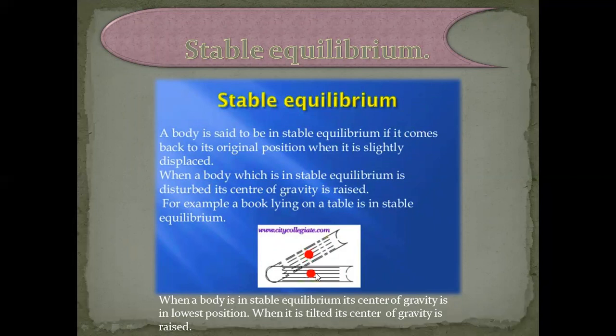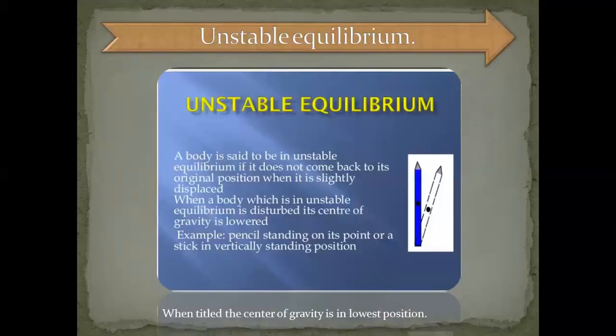So stable equilibrium states that when you slightly tilt a book and the book comes back to its previous position, that type of state is known as stable equilibrium. When a body in stable equilibrium is disturbed, its center of gravity is raised. When you disturb the body and it comes back to its previous position, this type of equilibrium is known as stable equilibrium. Now, what is unstable equilibrium?